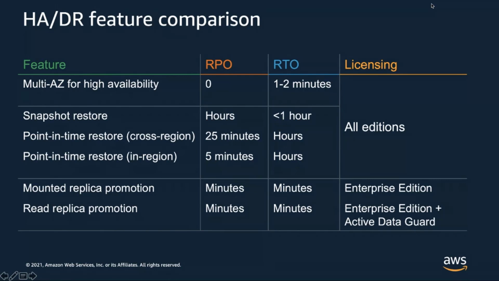In terms of replicas, we again have mounted and read replicas available, which both can be promoted in just several minutes. And because they're asynchronously replicated, but usually quite close to current, they also have a very low RPO, generally on the order of seconds to minutes. These do require additional licensing, so mounted replicas require Enterprise Edition licensing, and read replicas require Enterprise Edition plus the Active Data Guard option, so they do cost more.